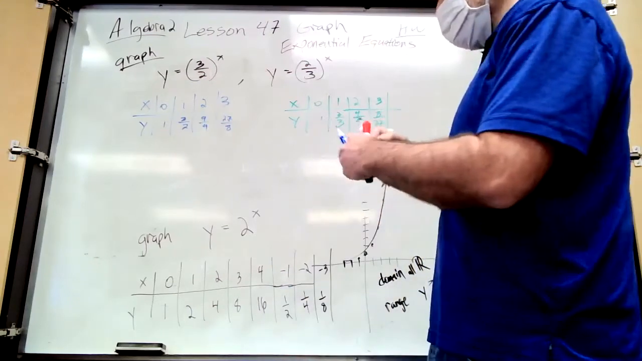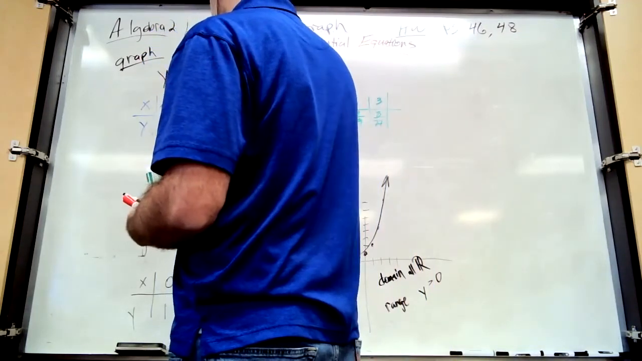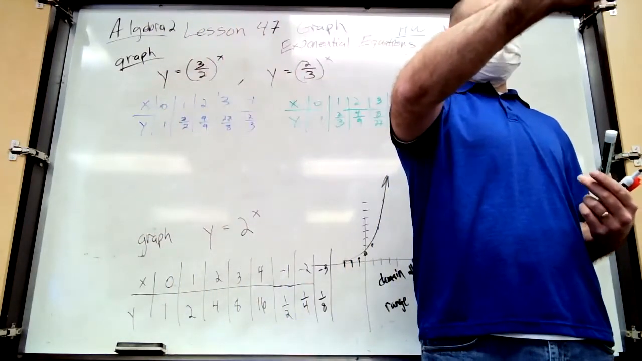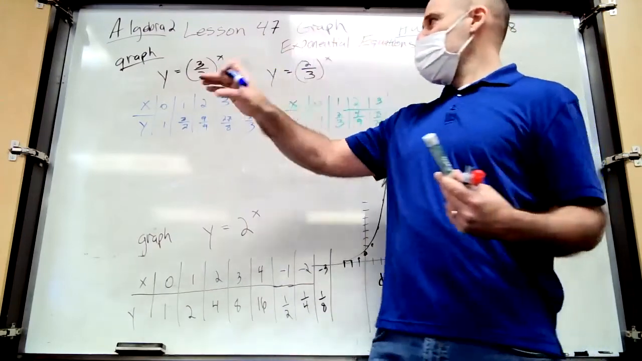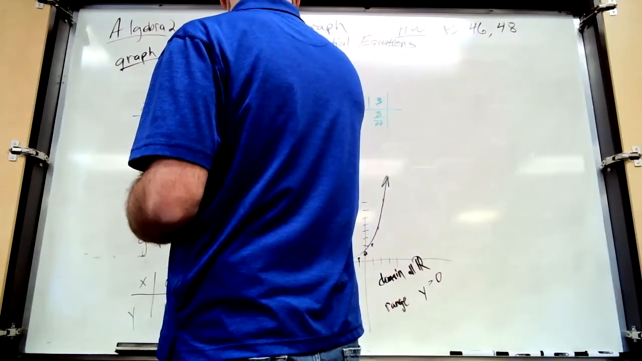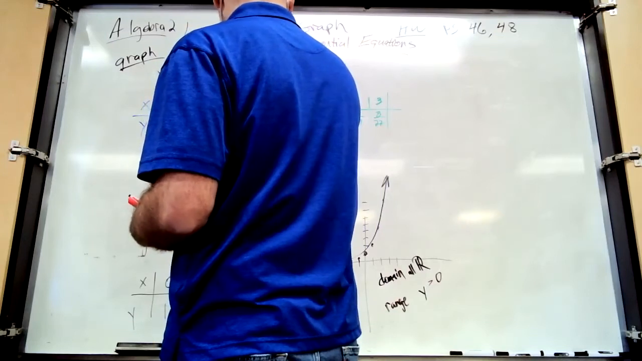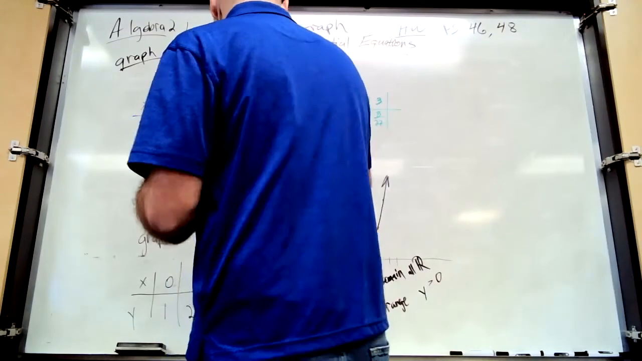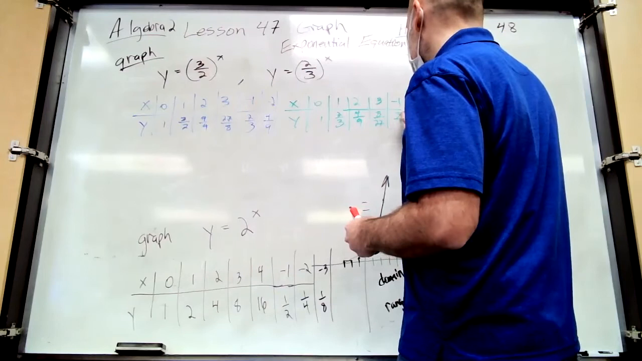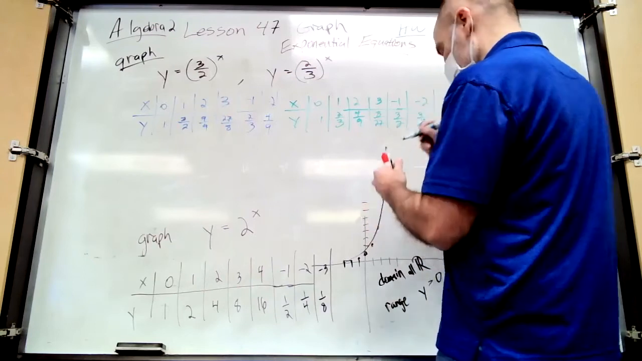8/27. And then I need to pick some negative numbers too. So -1 gives me 2/3 because you're just flipping it, right? Anything to the -1 power, you flip it. So if I flip 3/2, it's 2/3. Negative 2 is 4/9, and so on. And here negative 1 is going to give me 3/2. Negative 2 is going to give me 9/4, and so on.